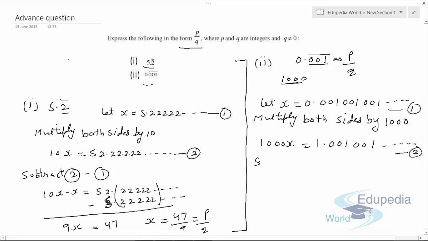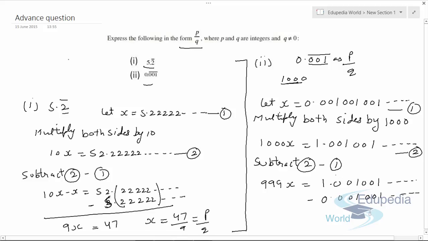Then we have to subtract 1 from 2. So what we get is 999x equals 1.001001, and it goes on, minus 0.001001. So this part will get cancelled out. So we are left with 999x equals 1. So x equals 1 upon 999. So the p by q form is 1 by 999.